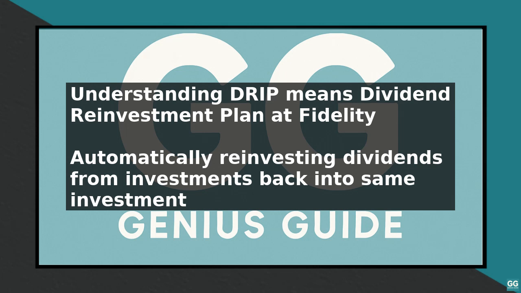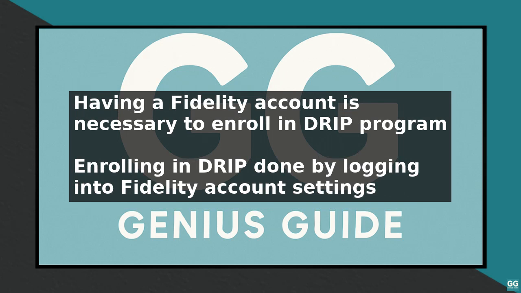Once your account is open, you need to enroll in the Fidelity DRIP program. You can do this by logging into your Fidelity account and going to the account settings. From there, you can select the investments you want to enroll in the DRIP program. Fidelity allows you to enroll in DRIP for most of the investments they offer, including stocks, mutual funds, and exchange-traded funds. Once you have enrolled in the DRIP program, Fidelity will automatically reinvest any dividends you receive from your investments.